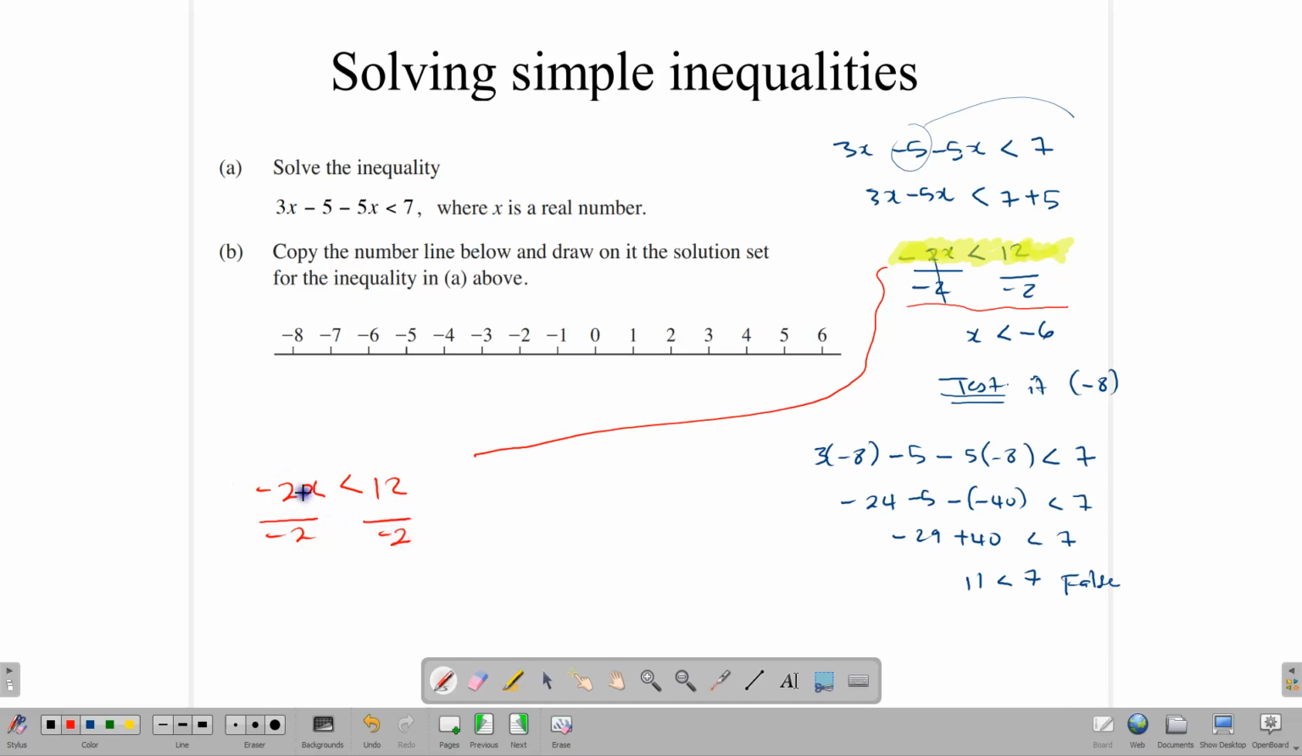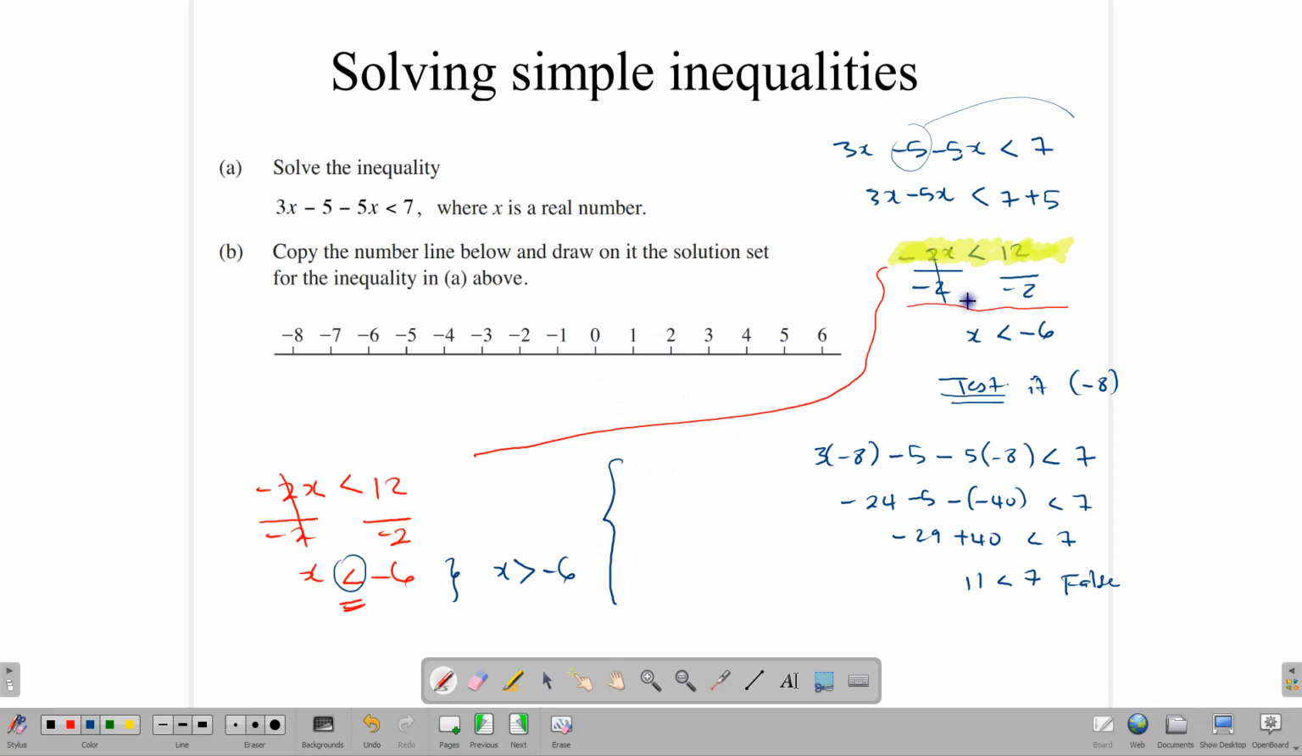Once you end up dividing by a negative, x is less than -6, you must reverse the direction of this sign. So once you end up dividing by a -2, your answer should read x is greater than -6, because you're going to reverse this, change the direction of it. And all the numbers that are greater than -6 would be like -5, -4, -3, -2, -1, 0, 10, 20, etc. And if you try that, then you will realize that your answer is going to be true.